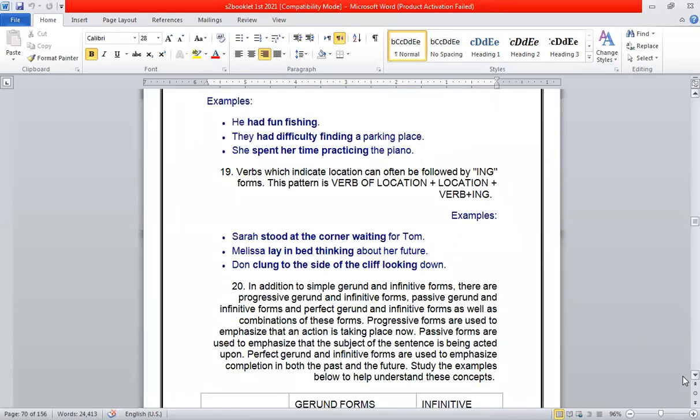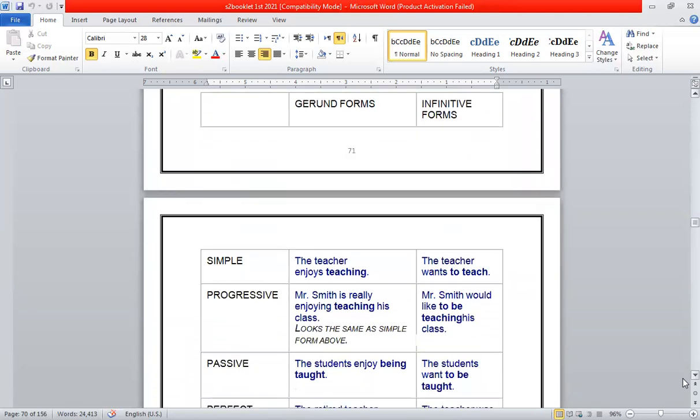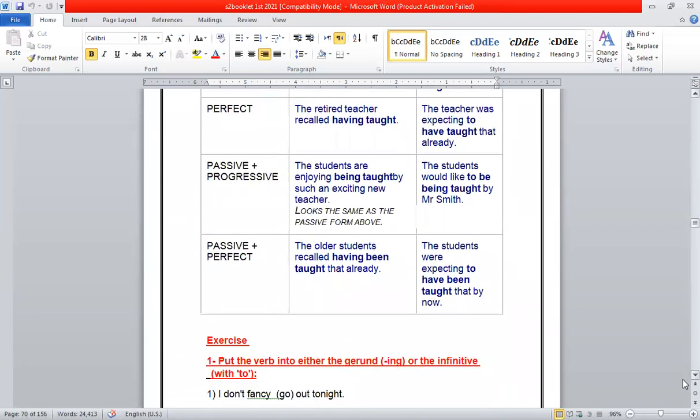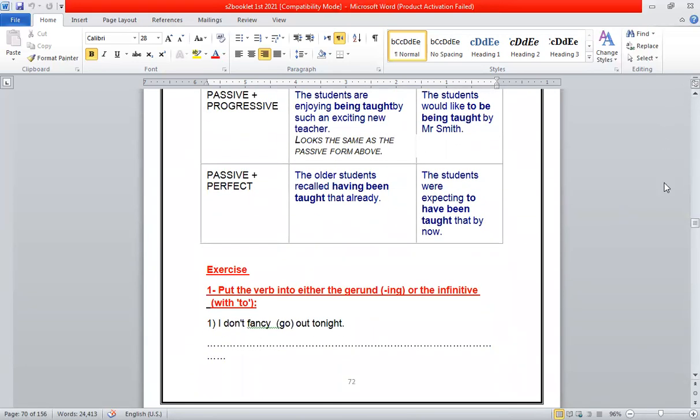Okay, this lesson is to be completed next session. It needs more time, more exercises. Let's complete it next time.